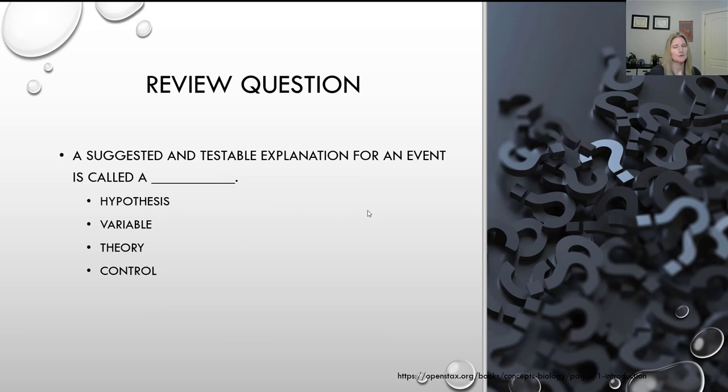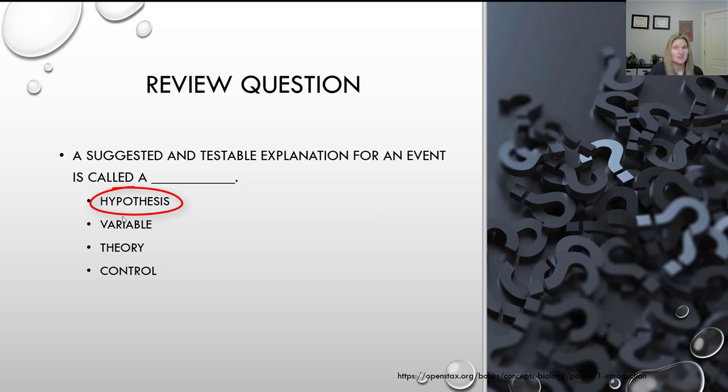So here's a question for you. A suggested and testable explanation for an event is called what? Is it called a hypothesis, a variable, a theory, or a control? If you chose hypothesis, I would agree with you. So hypotheses are the tentative explanations for what you're studying. And they're testable and falsifiable.